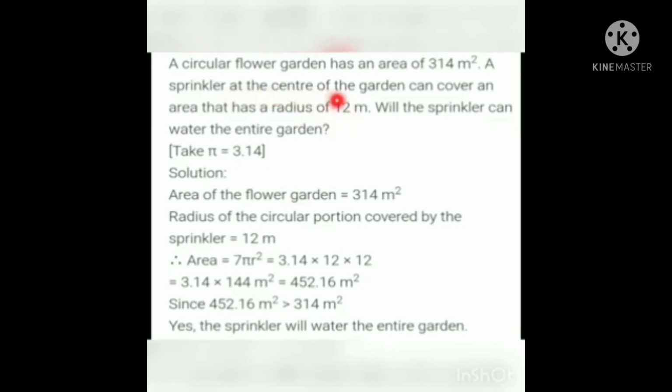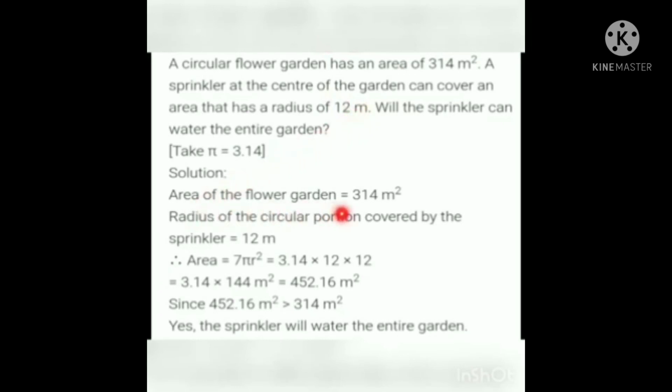A sprinkler at the center of the garden can cover an area that has a radius of 12 meters. That means the area that the sprinkler covers has a radius of 12 meters. So first we have to find what area this sprinkler covers. If it is greater than our area, then we can surely say that it covers the garden. If it is smaller, it means the garden does not get enough water. So from the given radius of 12 meters, we can find the area covered by the sprinkler.